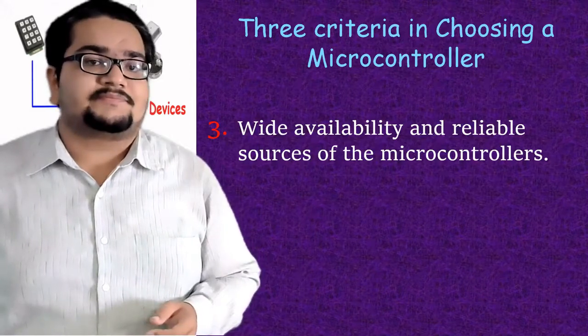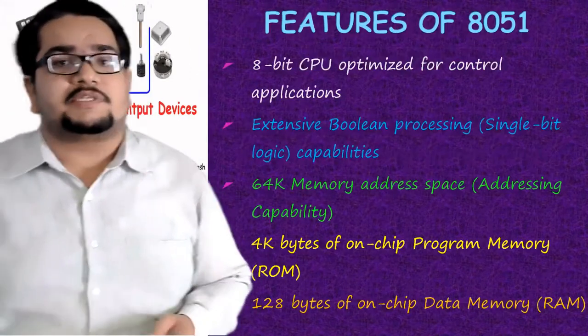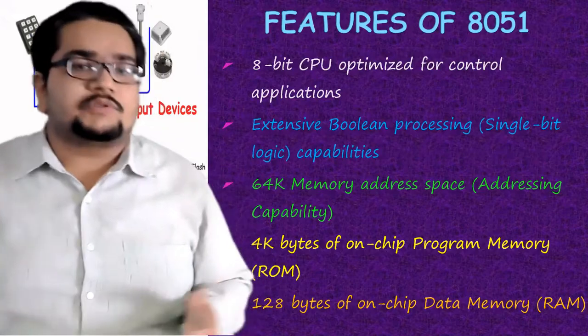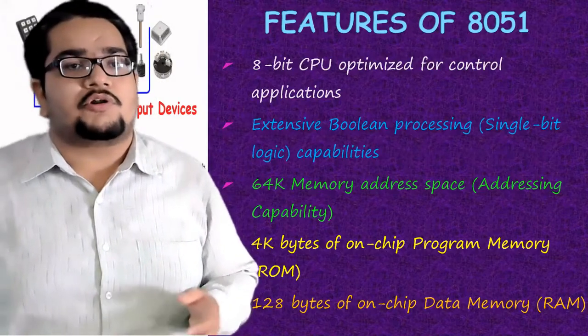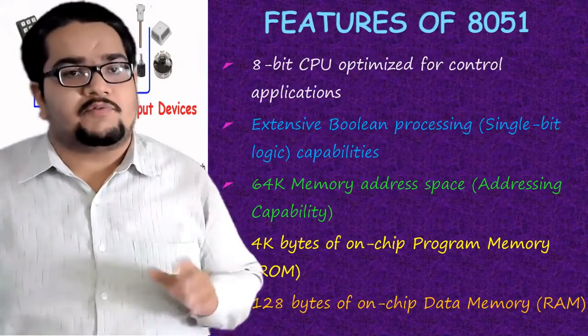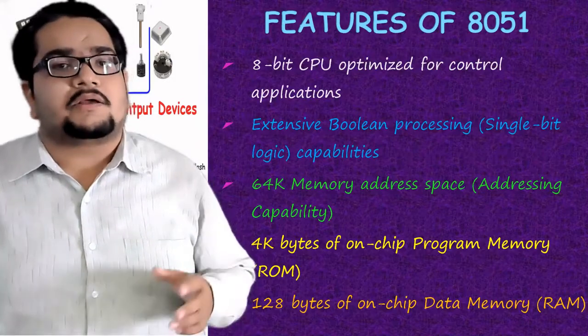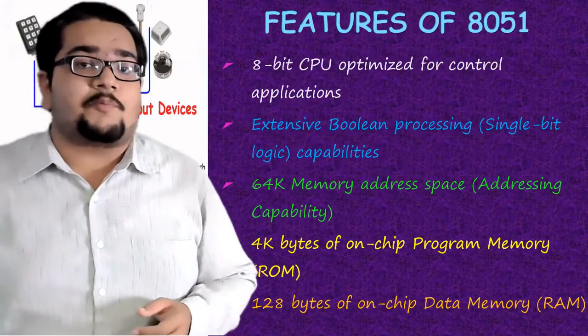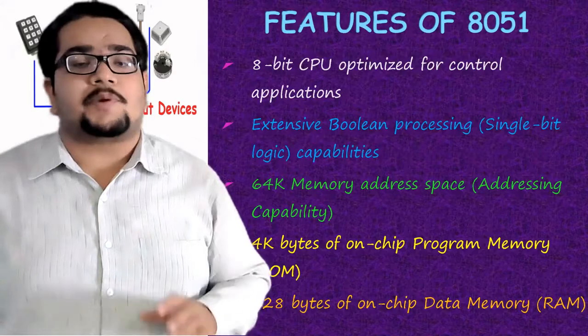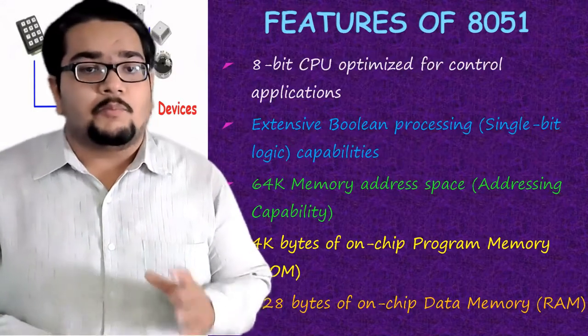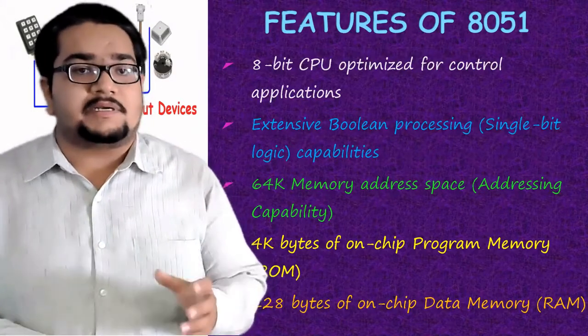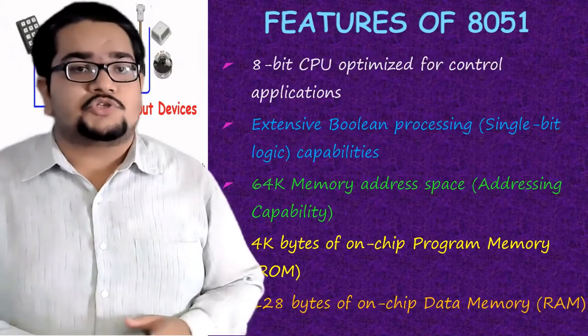Here, next we have seen the features of 8051. We know that the 8051 microcontroller is an 8-bit CPU. It works with 8 bits of data at a time. Okay, and it has extensive Boolean operations. That means all the operations carried out in the 8051 are mostly Boolean operations. That means you can do direct bit-wise operations.